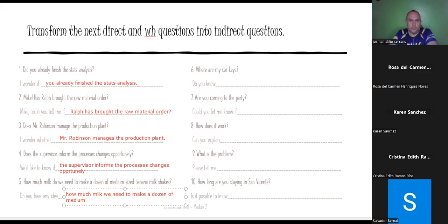I don't know how to pronounce this word. How can I pronounce the last words? This one, banana milkshakes. Shakes? Banana, okay. Milkshakes. Okay, number six.